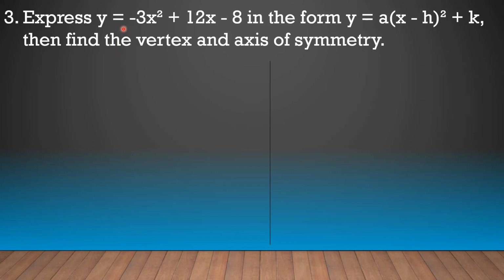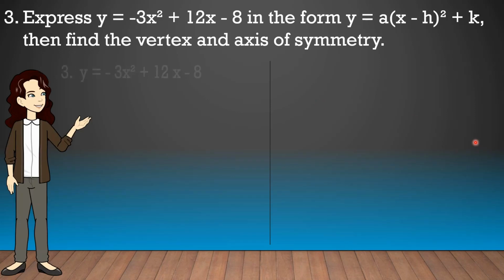Express y is equal to negative 3x squared plus 12x minus 8 in the form, again, in our standard or vertex form, y is equal to a times the quantity of x minus h squared plus k. Then find the vertex and the axis of symmetry. First, let us get the given. Our given is y is equal to negative 3x squared plus 12x minus 8.